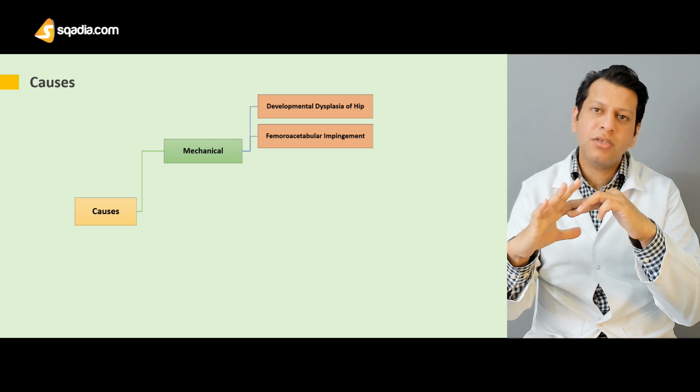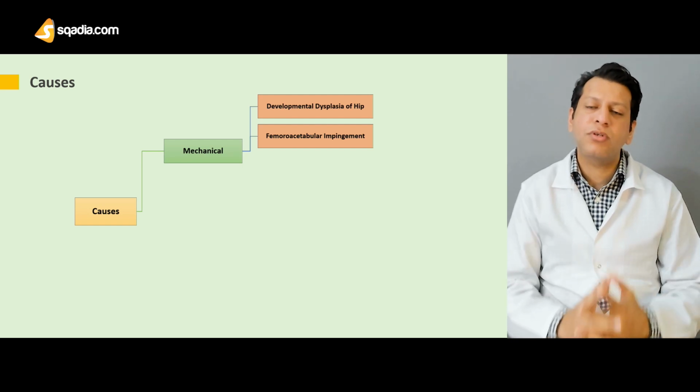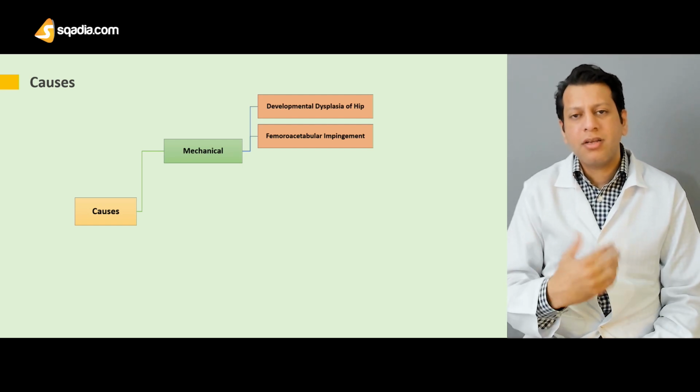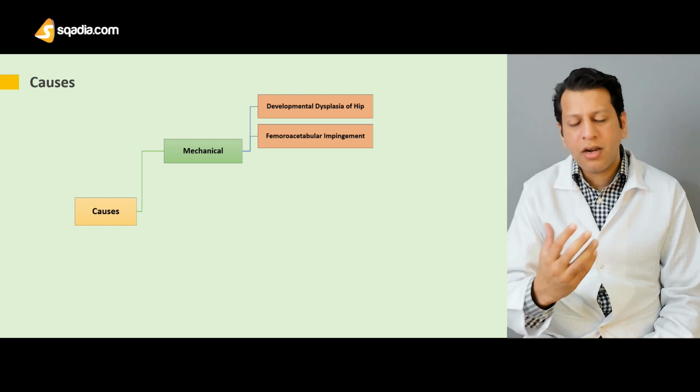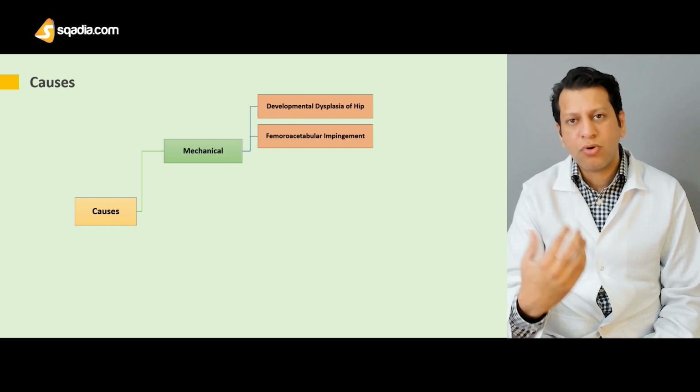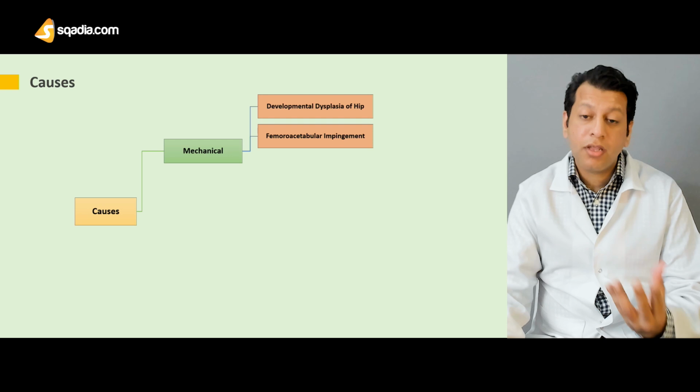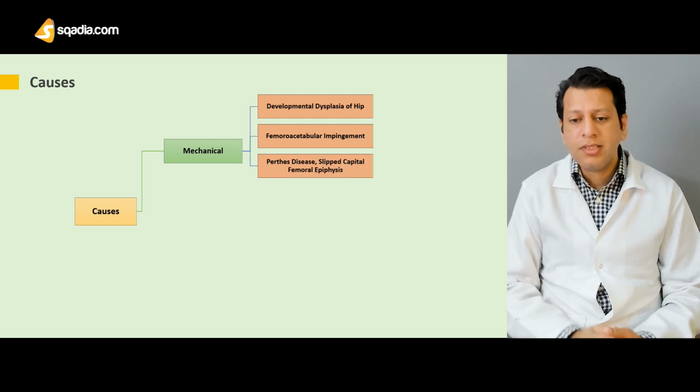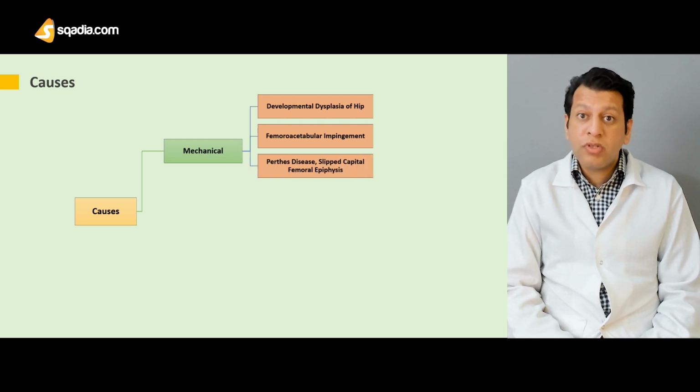As a result, degeneration will start more anteriorly over the femoral neck. And this classically happens when there is an underlying problem with the acetabulum or a problem with the head of the femur, the neck of the femur. Then there are certain diseases of the hip joint.